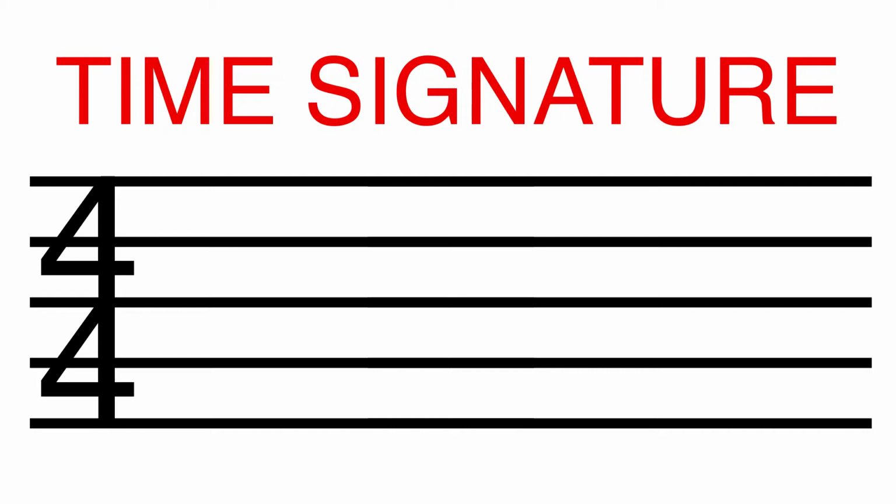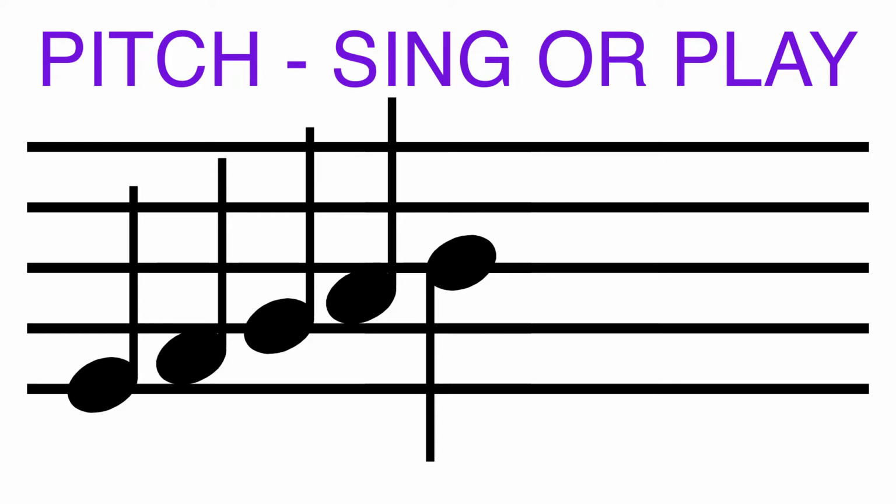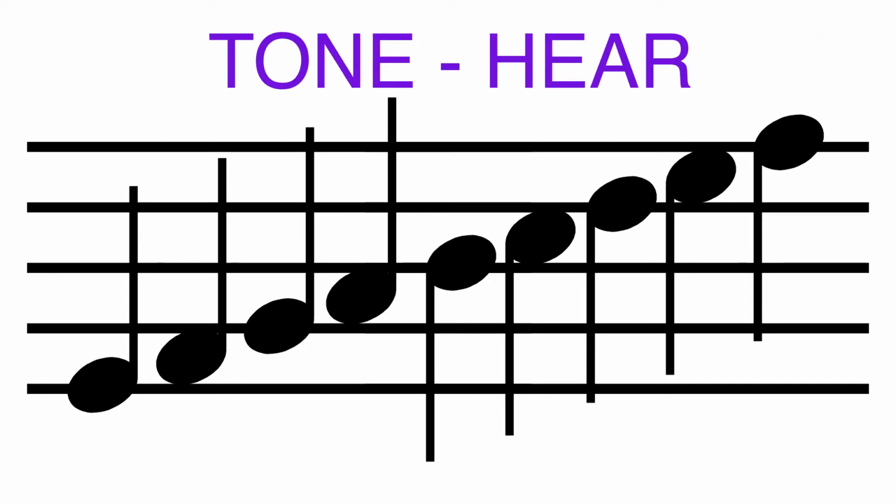So now that you know what the staff is, and you can figure out what the time signature is, let's go back and look at the lines and spaces some more. Each line and space on the staff represents a specific pitch. The pitch is the note that you would sing or play. When you're referring to hearing a specific note, it is referred to as the tone.